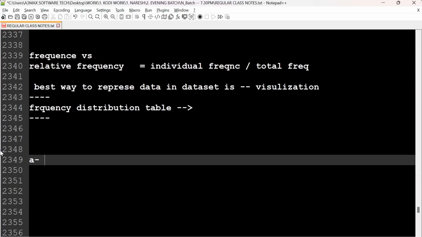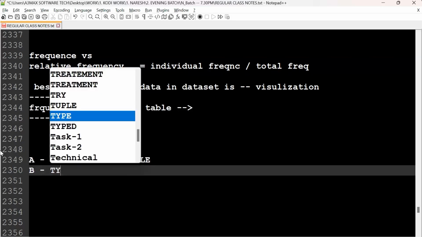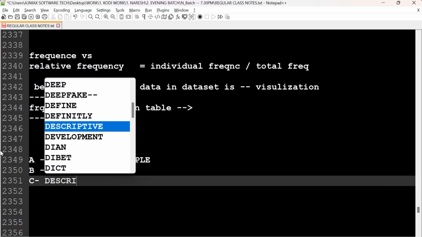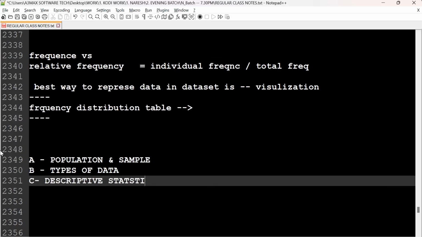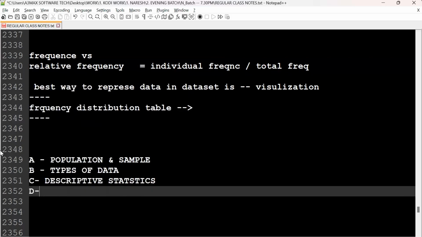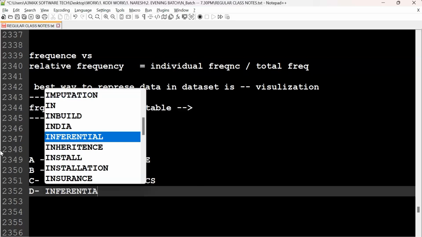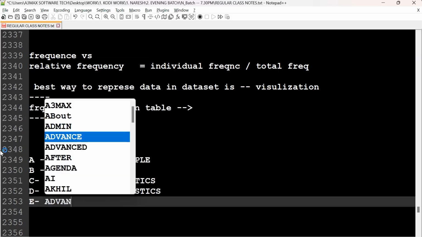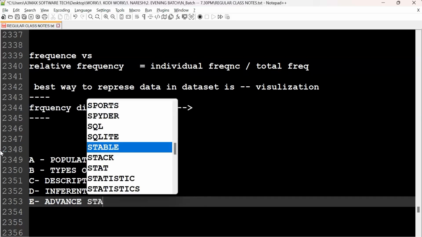Statistics part two. First one, A, population and sample. B, types of data. C, measures, descriptive statistics. D, inferential statistics. E, advanced stats. That's it. Then we'll complete them.